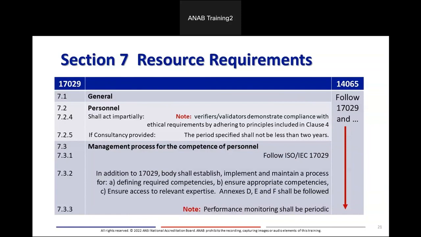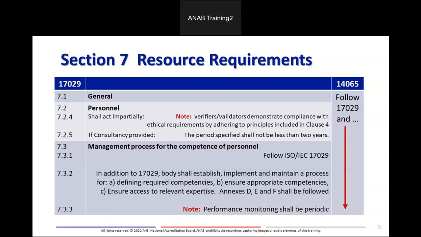One thing to note is that 7.3.2 lays out the requirements for the competency of personnel for each function in that validation and verification process. In 14065, there are several additional requirements as well as a reference to additional requirements and competencies that are given in Annexes D, E, and F, which shall be followed as applicable.